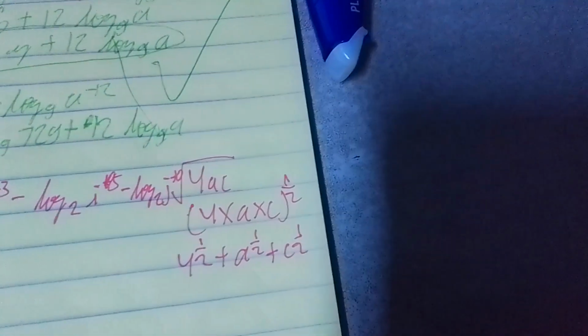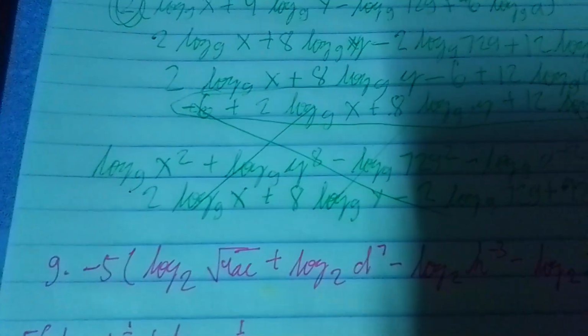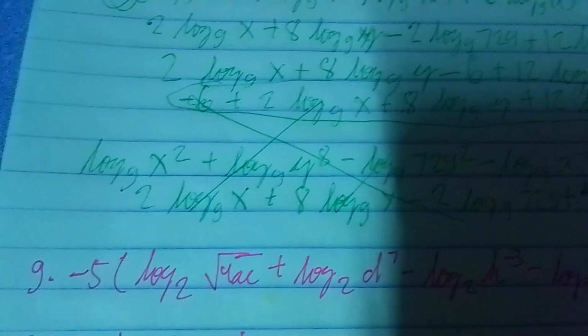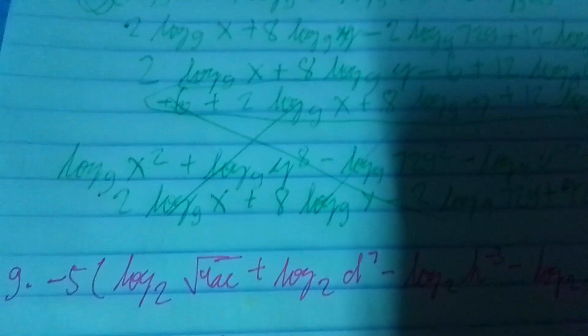Now, this is what we're gonna do. Remember, sabi ko sa'yo, this is what we're gonna do here. Let me rewrite this again. Remember, sabi dito sa 4ac na yan, that can still be written as 4 raised to the 1/2 power. So therefore, this is going to be -5 times log base 2 of 4 raised to the 1/2 power, or which you can just rewrite as square root, and then plus log base 2 of a raised to the 1/2 power. You can also rewrite it that way.